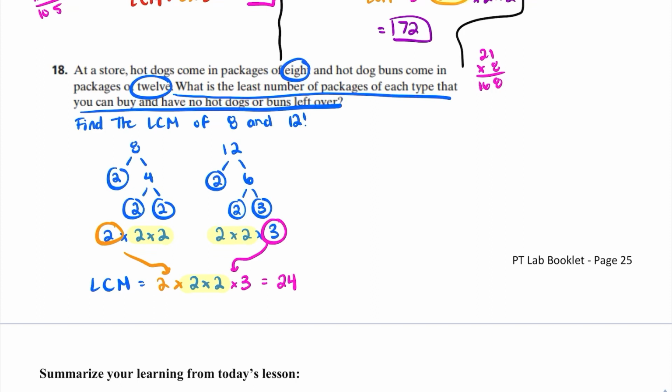So going back to the question we underlined: what is the least number of packages of each type that you can buy and have no hot dogs or buns left over? Right, you guys are learning your RACE acronym, is what we call it. Okay, so restate the question, answer it, right? That would be a good time to use that.